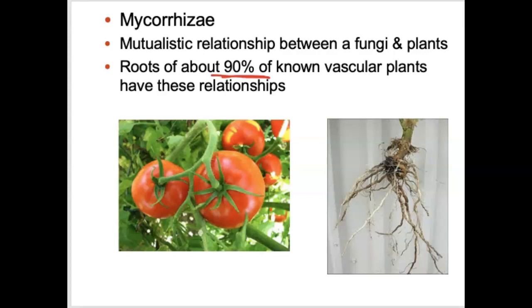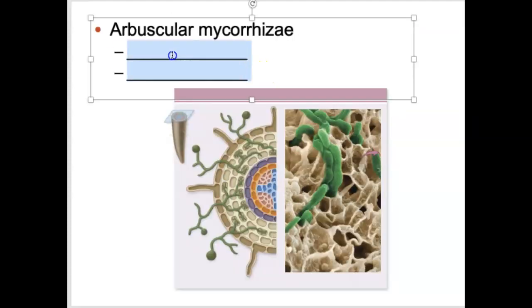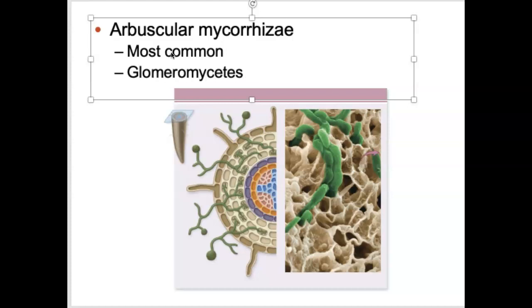Now, there are two categories of mycorrhizae relationship. Most of these are done by those arbuscular, the AM fungi we talked about. One of them is known as an arbuscular. This is the most common type of relationship. A lot of times the glomeromycetes are going to be involved in this, and what they're going to do is have the fungal hyphae actually penetrate inside of the plant root system.